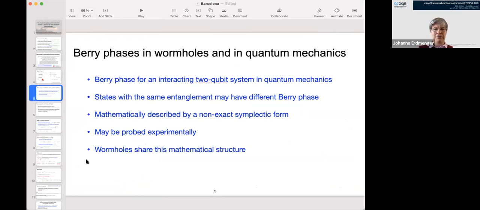The upshot of this paper is that we calculate the Berry phase for an interacting two-qubit system of two spins in quantum mechanics, and we show that states with the same entanglement, for which we can calculate the entanglement entropy just by hand from looking at the density matrix, may have different Berry phases. Mathematically, the Berry phase is described by this non-exact symplectic form. The result that we find for this two-qubit system can actually be probed experimentally. And from the point of view of holography and AdS/CFT, the interesting fact is that wormholes share the same mathematical structure that we see here with the Berry phase and the non-exact symplectic form.